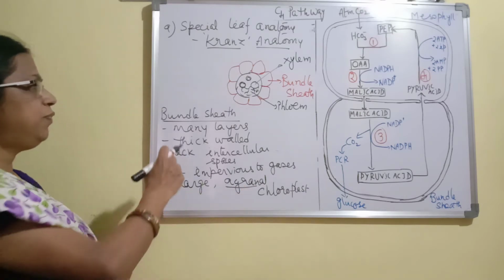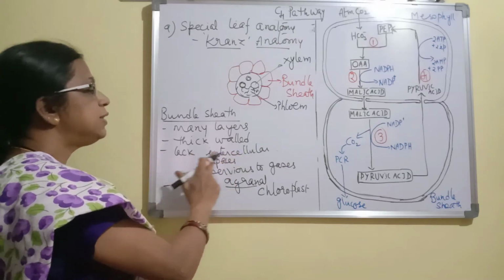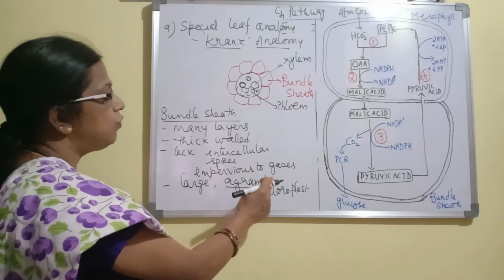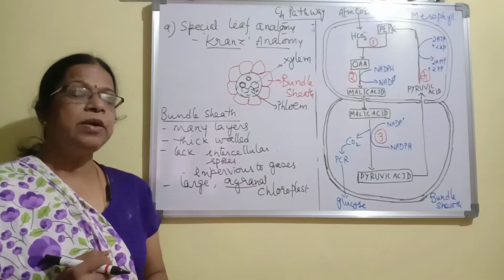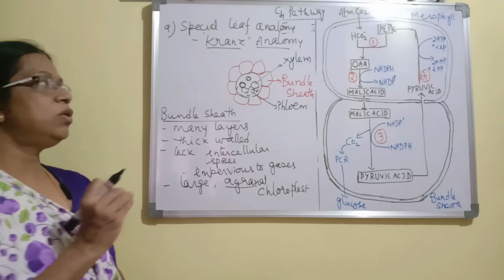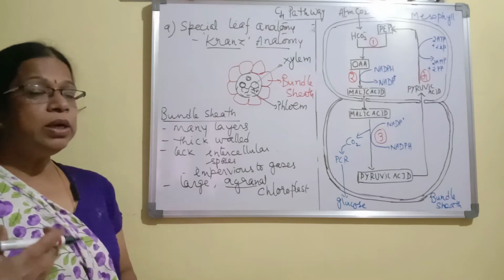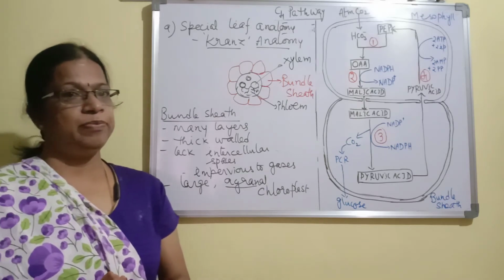So these are all the different features. There are many layers, thick-walled cells. They are impervious to gases. They lack intercellular spaces. They are large in size. And they consist of agranule chloroplasts and a large number of chloroplasts. This is the very unique feature of the leaf present in C4 plants. Because of this, they are more efficient in photosynthesis compared to the C3 plants.